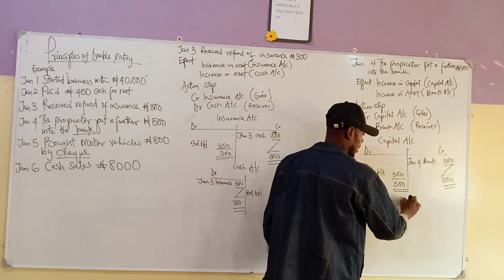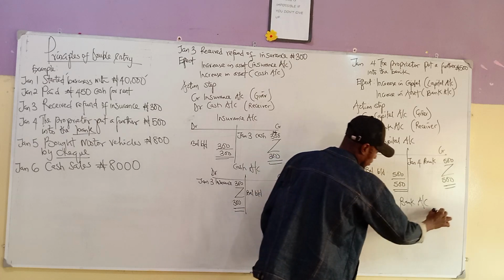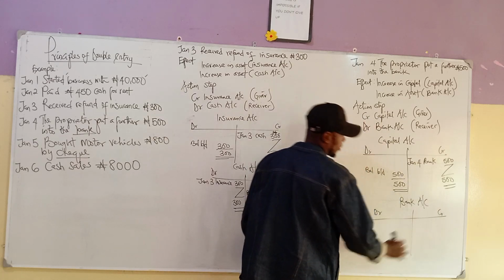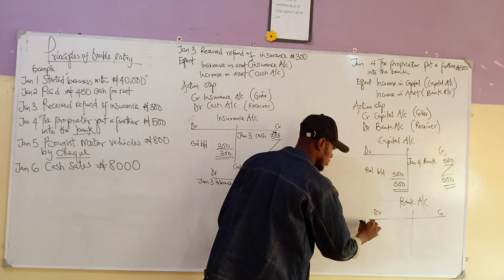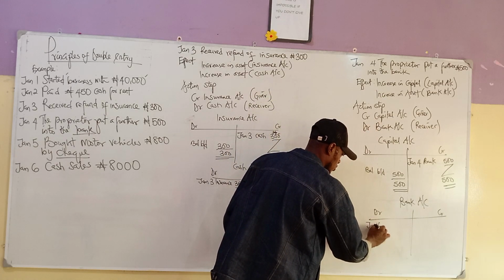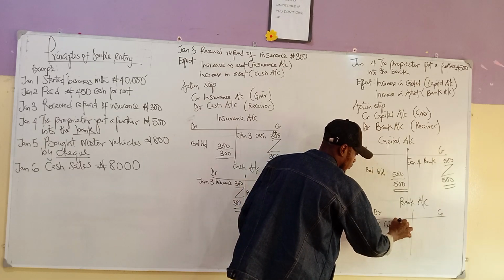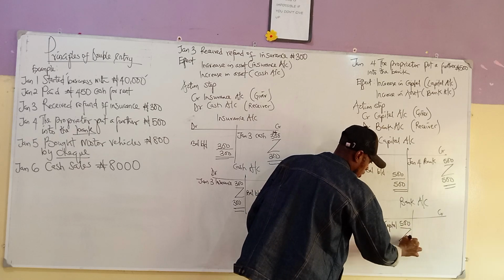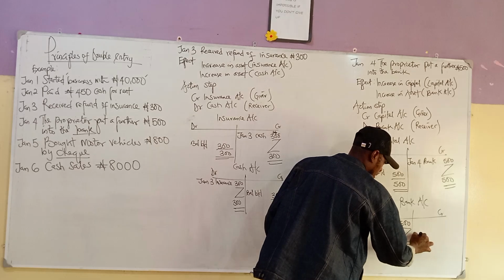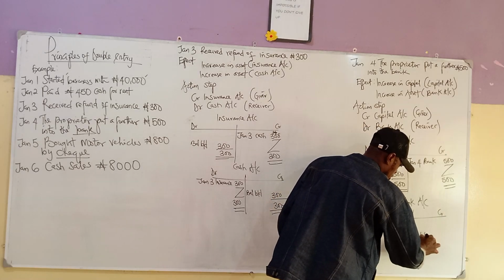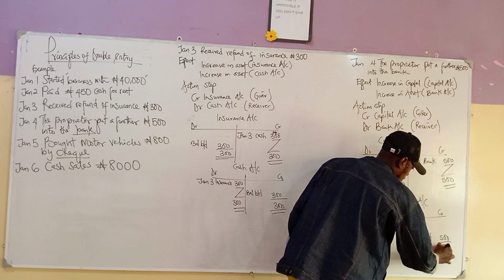Then I'll open my bank account. Under the bank account, we have a debit, we have a credit. Now what did he say? We should debit our bank account. So January 4th, what did we receive? Capital. And how much is our capital? It's 500. So close. This will give me 500. Then here is my balance brought down, 500, close, 500.